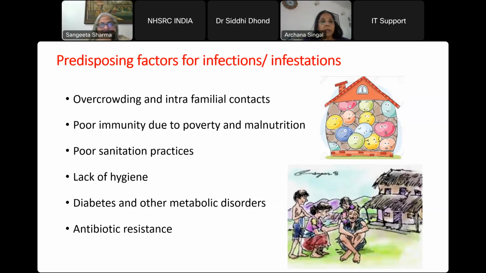And diabetes and other metabolic disorders also predispose, especially uncontrolled diabetes. And then irrational use of antibiotics enhances antibiotic resistance, and thus the commonly used antibiotics, like amoxicillin or cloxacillin, are no more effective. There is community resistance and hospital-acquired resistance also. Next.